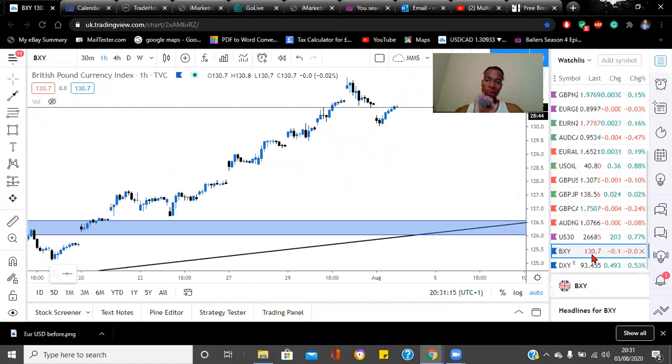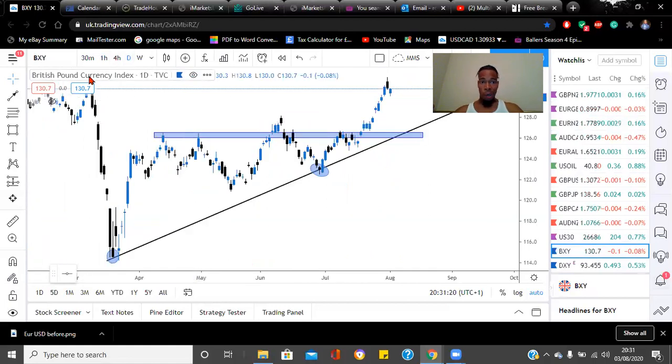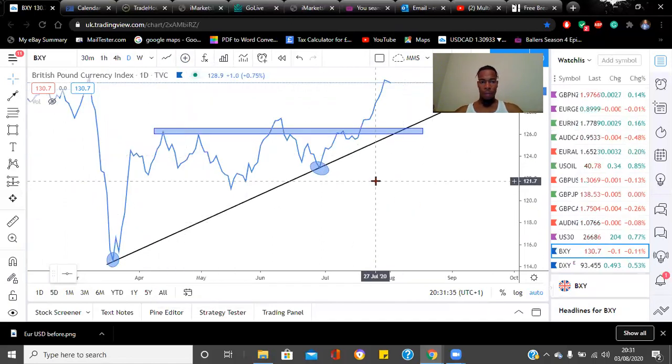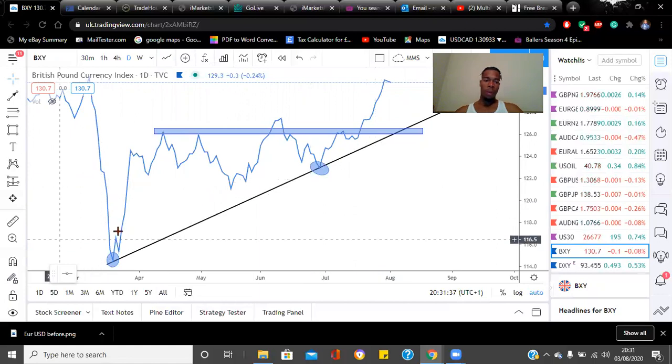And another little extra 10% and another little tip, BXY is the British Pound Currency Index, meaning that it just shows you what the pound is doing, just the pound. So as we can see, the pound is going up. It's an uptrend. And with the pound, because there are so many gaps, it's better just to see it as lines. Look at that little hack, extra 10% for you guys.